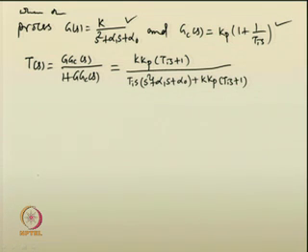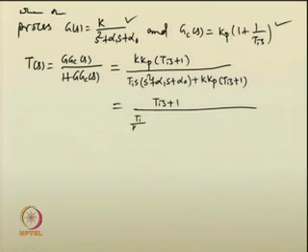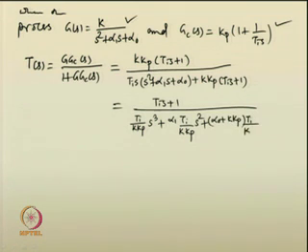Now, this can be simplified further and expressed in the form of (Ti s + 1) divided by (Ti/(k Kp)) s³ + (α1 Ti/(k Kp)) s² + ((α0 Ti + k Kp Ti)/(k Kp)) s + 1. Why are we doing it like this?